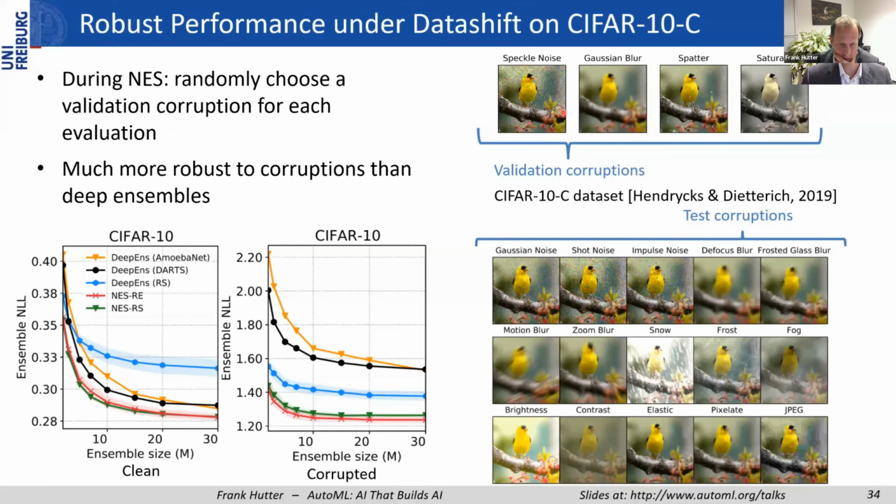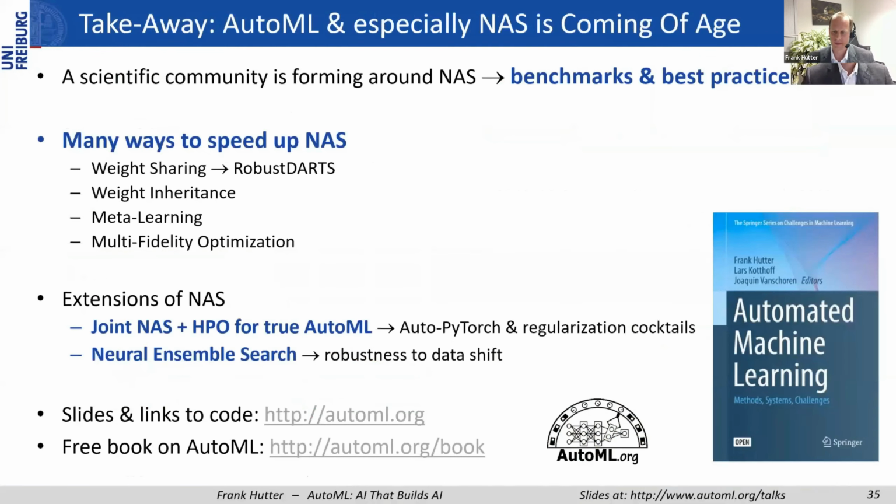So to wrap up, as a takeaway, AutoML and especially neural architecture search are really coming of age. A scientific community is forming around NAS with benchmarks and best practices. There's many ways to speed up neural architecture search nowadays, and there's exciting extensions of neural architecture search. Joint NAS and HPO can really give you true AutoML in the form of Auto-PyTorch and these regularization cocktails, and neural ensemble search can additionally also give you robustness to Datashift.